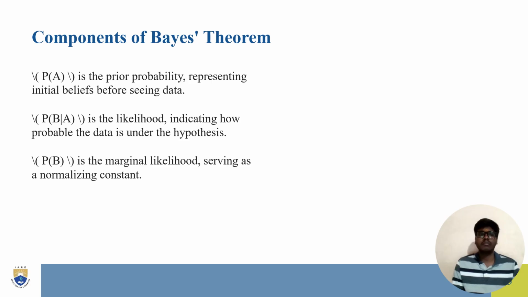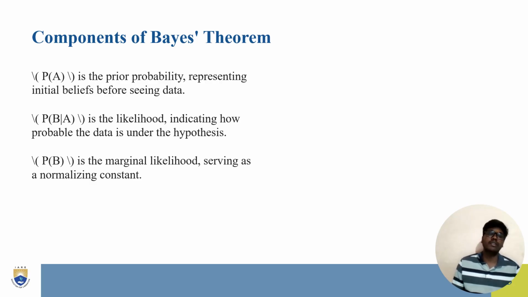Components of Bayes' theorem. Here we can see the probability of A is the prior probability, representing the initial beliefs before seeing the data. The probability of B given A is the likelihood, indicating how probable the data is under the hypothesis. The probability of B is the marginal likelihood, serving as a normalizing constant.